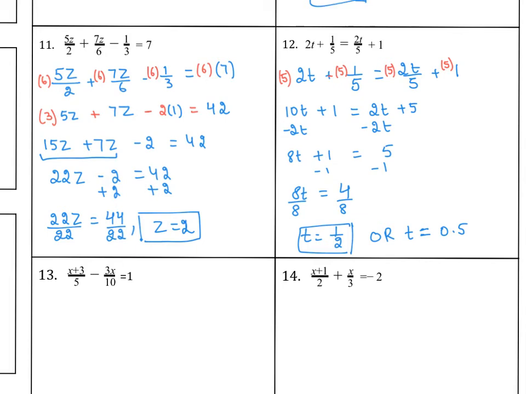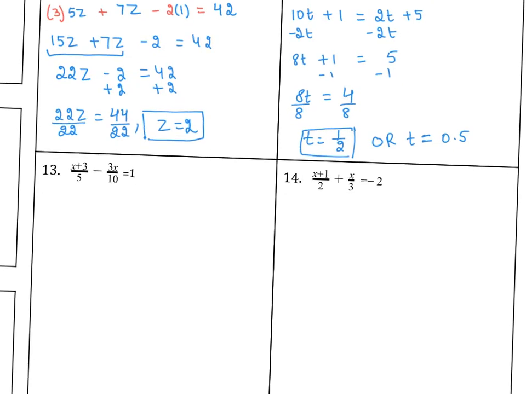So now you're going to get the variable on one side and the number on the other. So you're going to subtract 2t on both sides. You get 10t minus 2t is 8t. Plus 1 equals 5. So minus 1 on both sides, you get 4 on here and 8t on this side. Divide by 8 on both sides, you get 4 divided by 8 is 1 over 2. Or you can write t equals 0.5.